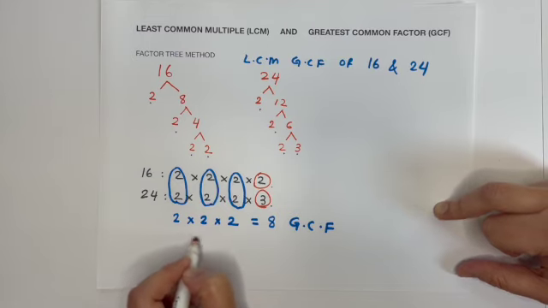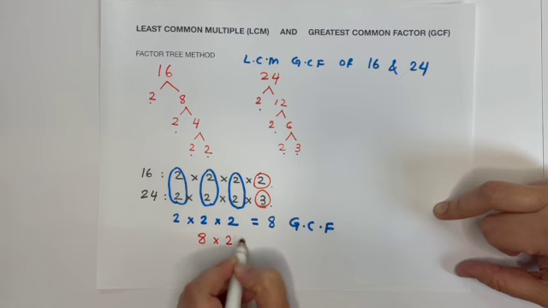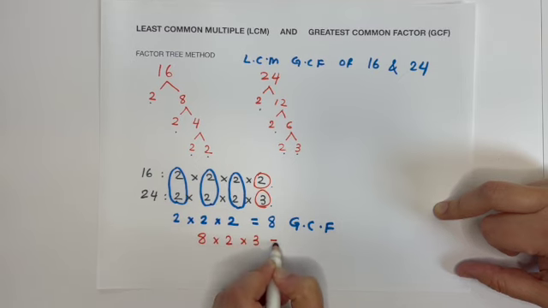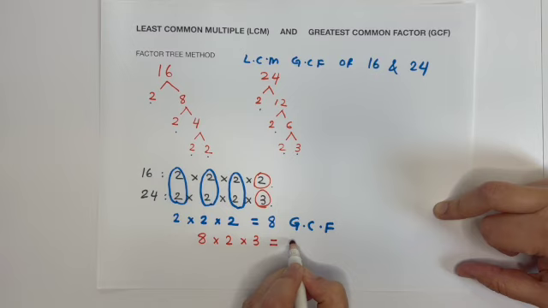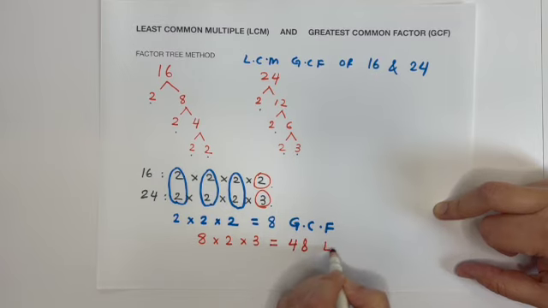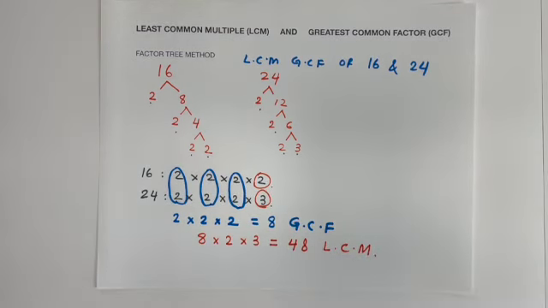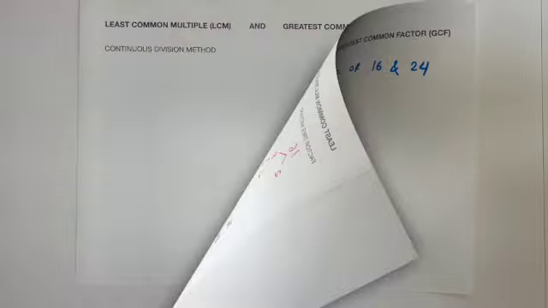Now the product of the greatest common factor and what has been left out, which is 2 and 3, if we multiply all of them together, gives us our LCM. So in this case, 8 times 2 times 3 is 48, and that's our least common multiple.